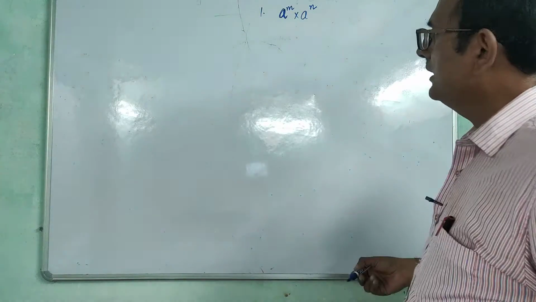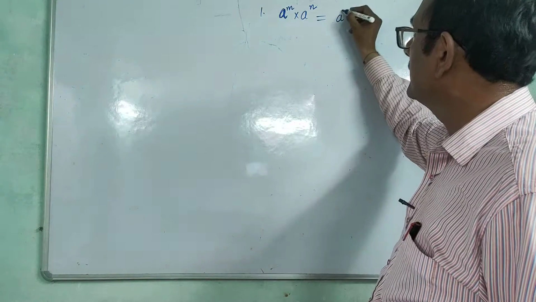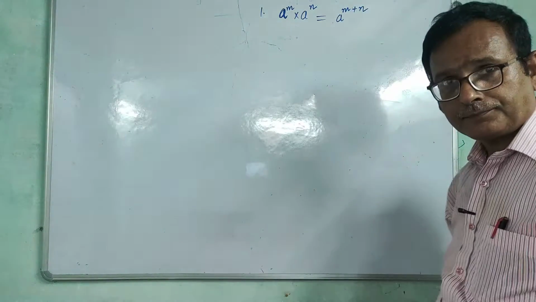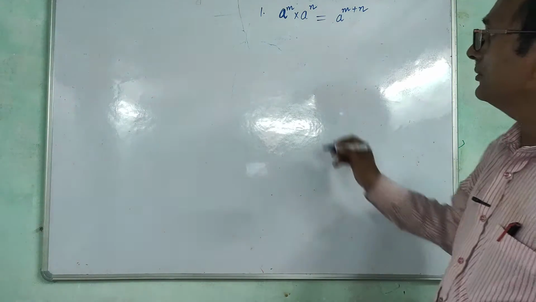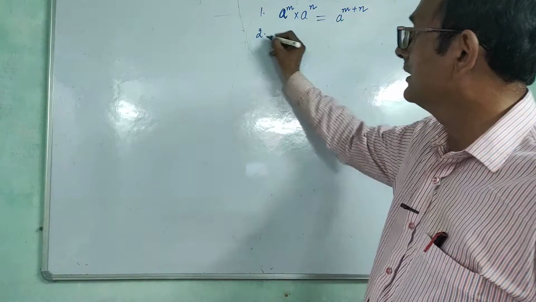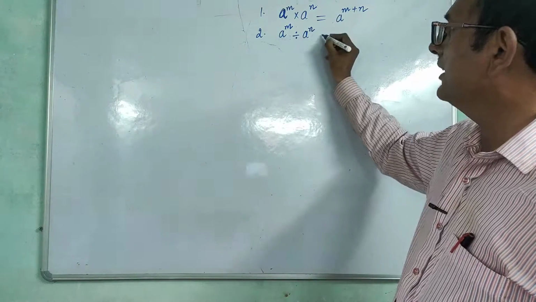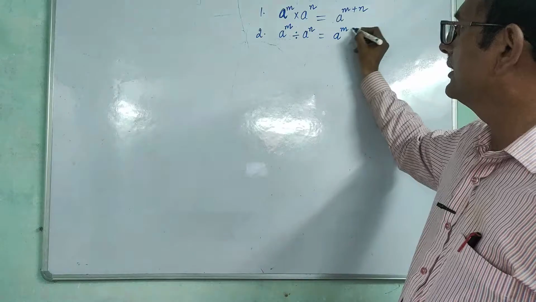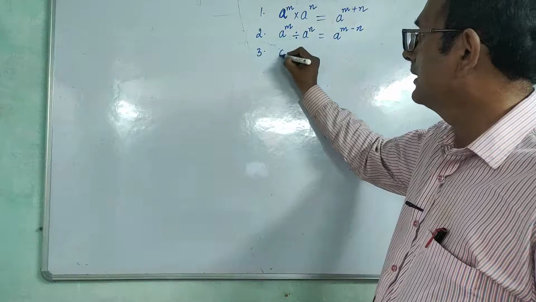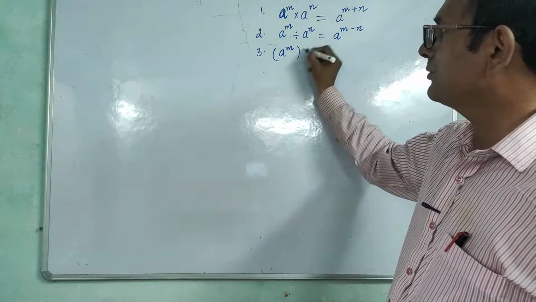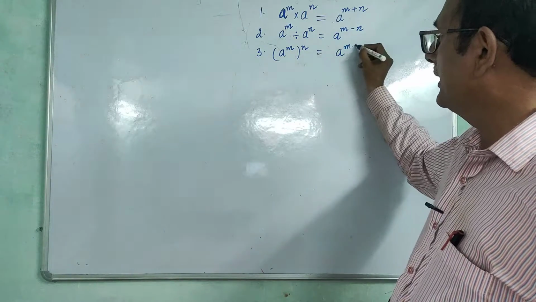Rule number 1, a to the power of m into a to the power of n is equal to a to the power of m plus n. Second, a to the power of m divided by a to the power of n equals a to the power of m minus n. Third rule, a to the power of m whole raised to the power of n is equal to a to the power of mn.